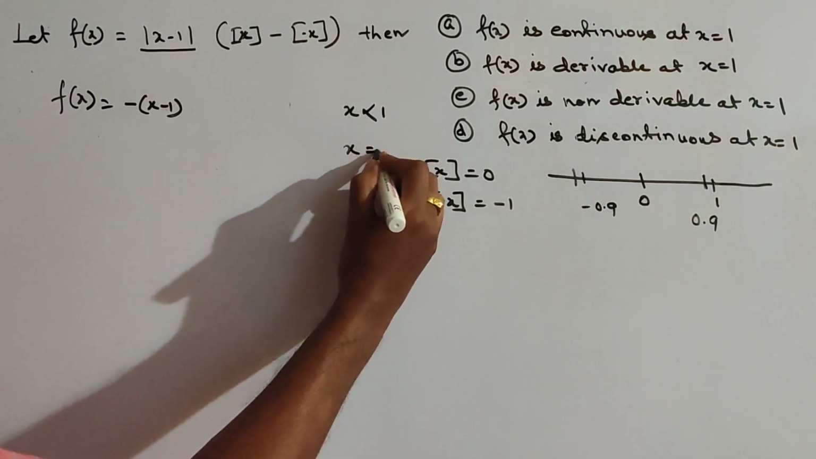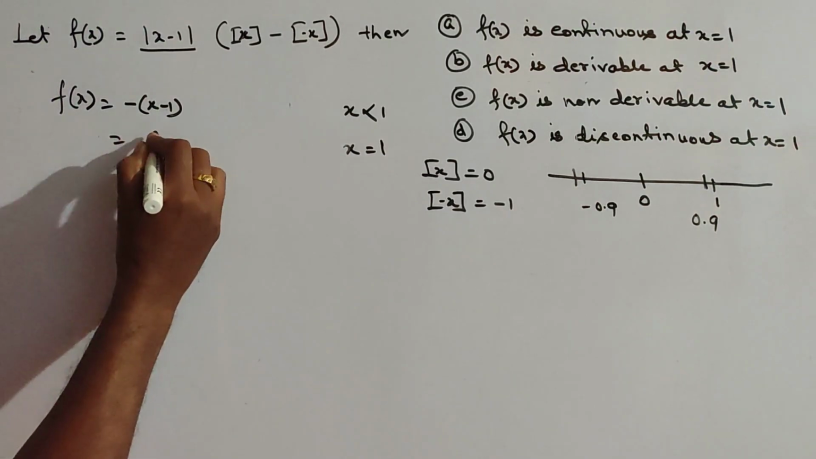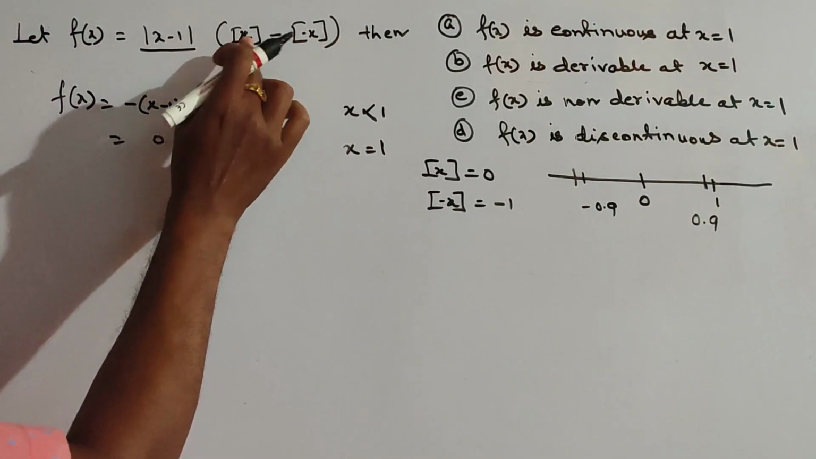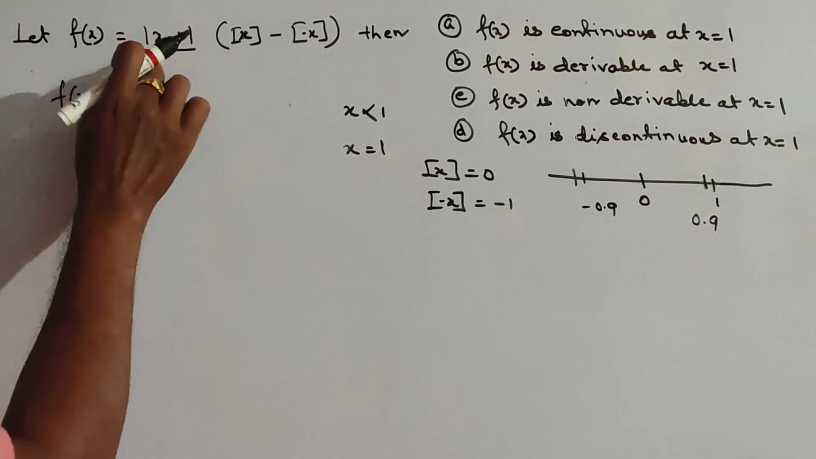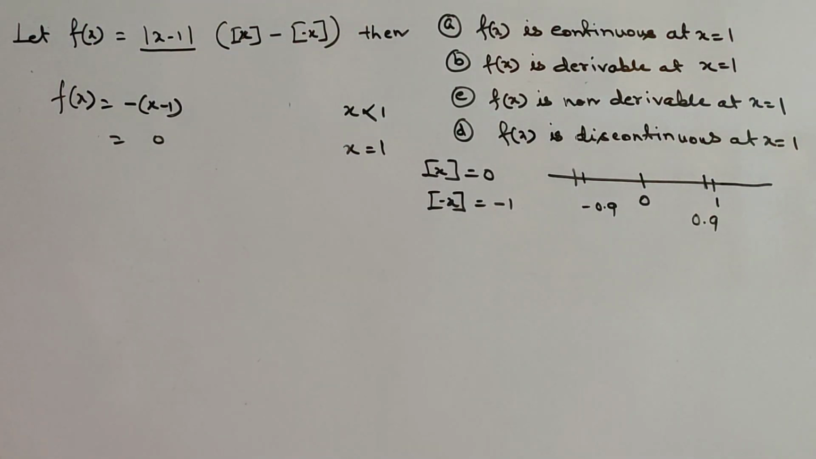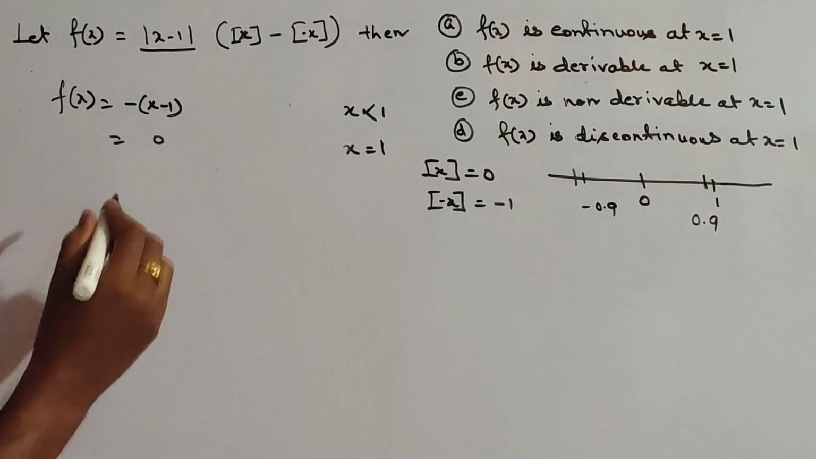So the total answer is minus of x minus 1. At x equal to 1, this is 0, and obviously if this term is not 0, then the product of 0 and a non-zero term is also 0. So this is 0, final answer.